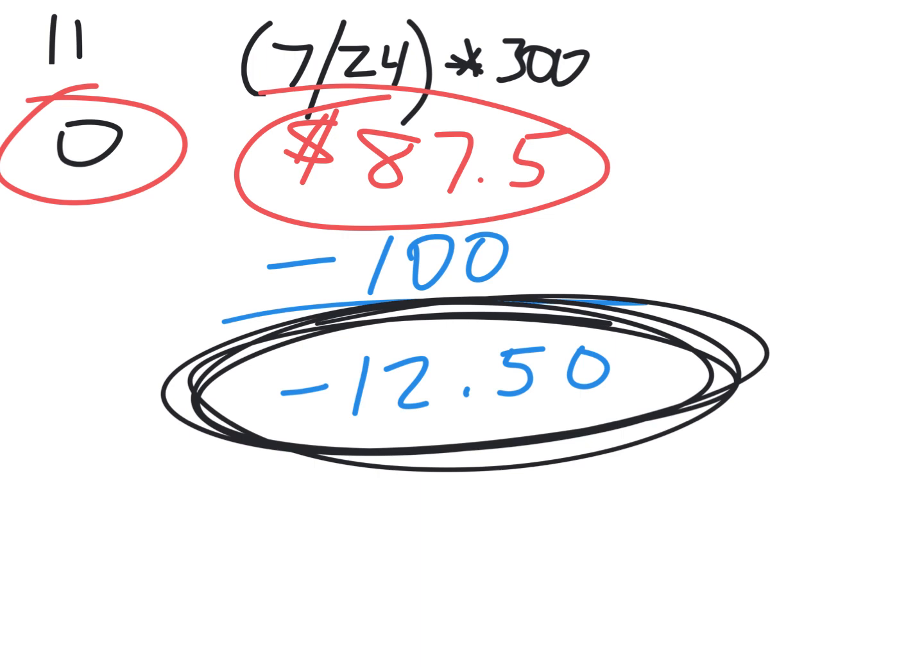But they make money because that's what companies try to do. They try to make money. So they sell something so that you lose $12.50, and of course that means the company would make $12.50.